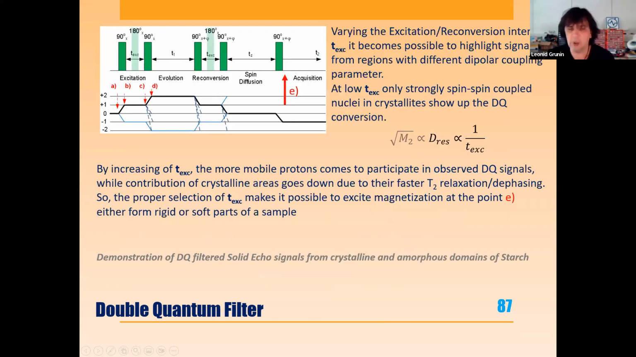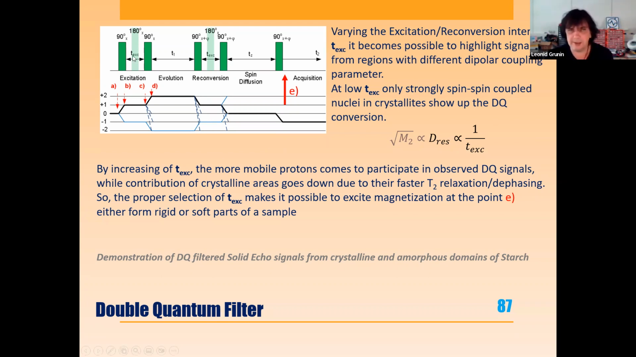Now we will talk about the double quantum filter, and when I finish this on the next page, we will ask Esma to demonstrate it. For this sequence, varying the excitation and reconversion time, you can do a really interesting thing. The shorter the excitation time, as I already mentioned before, the stronger the dipolar coupling that will be able to reconvert at a shorter excitation time. When you increase this, less dipolar interaction is needed to generate the double quantum transition.